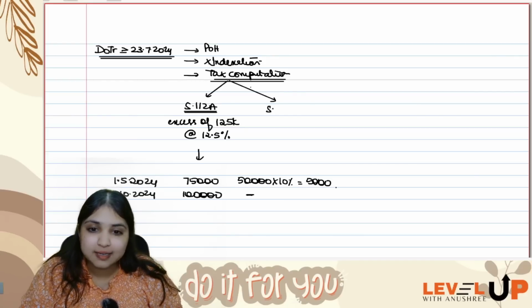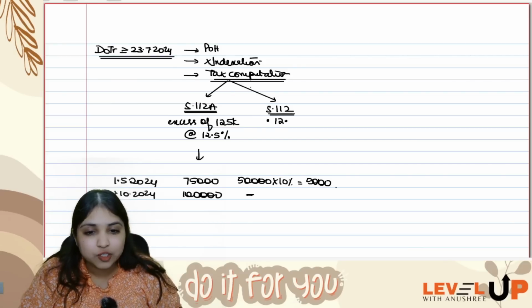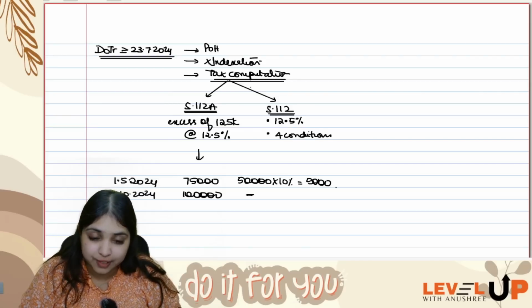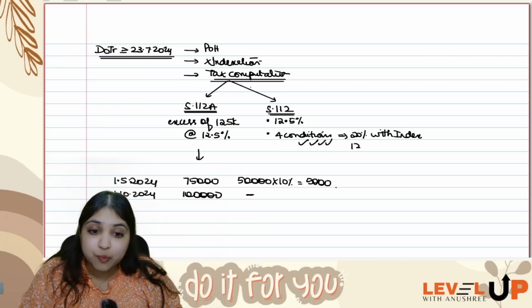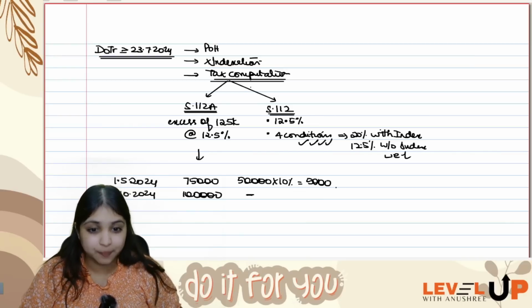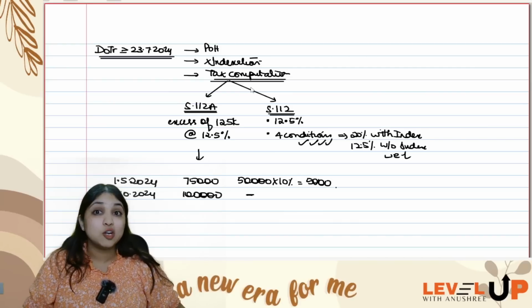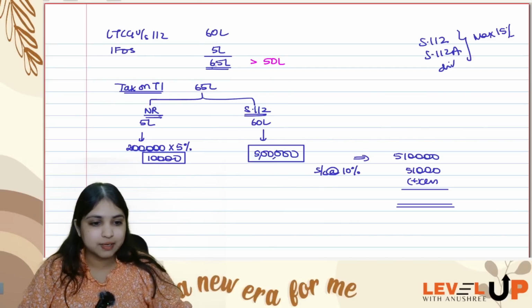Then we learnt under section 112, what will you do, guys? Under 112, your tax rate is going to be 12.5%. But I gave you 4 conditions. If all the 4 conditions are fulfilled, then the tax rate is going to be 20% with indexation or 12.5% without indexation, whichever is lesser. But the main point is, all this calculation you will do only while computing tax and not while computing capital gains. While computing capital gains, my answer will be the same only.